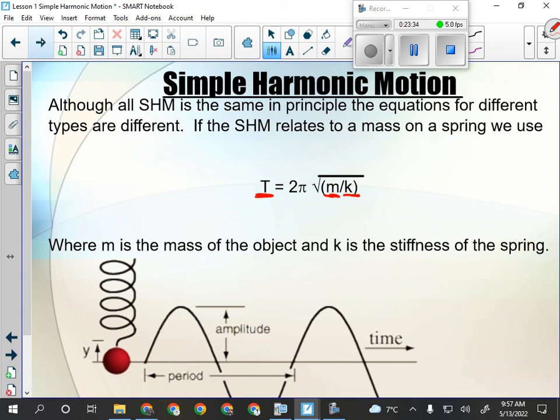Right, the tension in the spring or the rubber band. These are two different rubber bands. One has a much greater spring constant than the other. The stiffer the spring or the stiffer the rubber band, the shorter the period. The greater the mass, the longer the period. So the formula looks like this: the period of a mass on a spring is equal to 2 pi times the square root of mass divided by k. k is the spring constant.